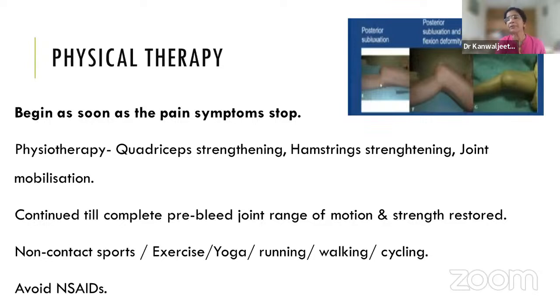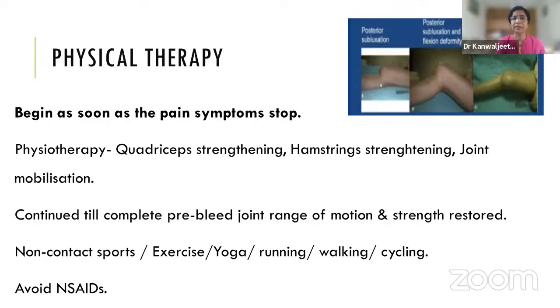Our purpose is to prevent this triple deformity, the famous triple deformity that is common in hemophilia patients who are not on factor replacement. There is posterior subluxation of the tibia, flexion deformity, as well as valgus deformity. This is not what we want in a patient. That is why we are doing factor replacement as well as physical therapy. It involves quadriceps strengthening, hamstring strengthening, as well as joint mobilization, till the joint range and previous bleed status is restored.